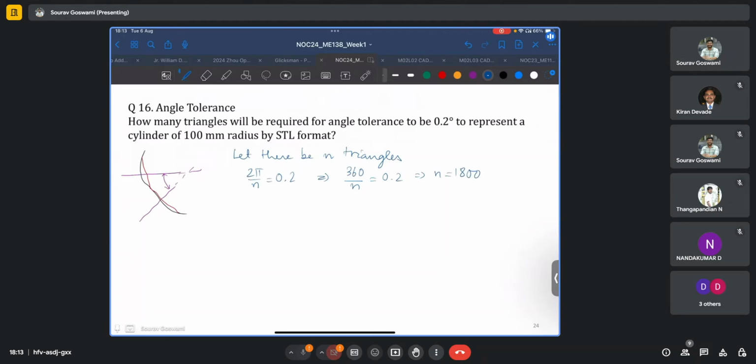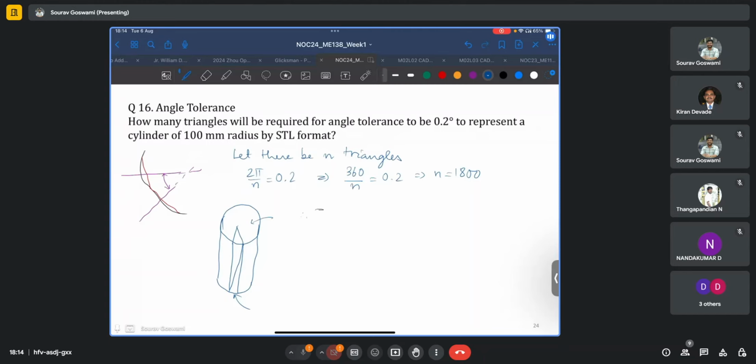But this would only be 1800 triangles for the top surface. But for the case of a cylinder, we know that there is a top face, there are these lateral sides, and then there is this bottom face. And as Professor Kapil discussed in his lecture, each triangle on the top or bottom face actually corresponds to two triangles on the sides.